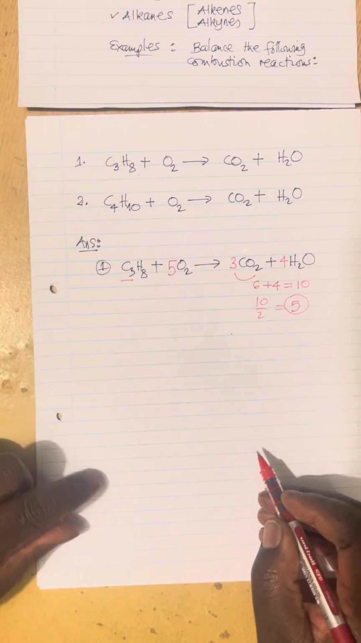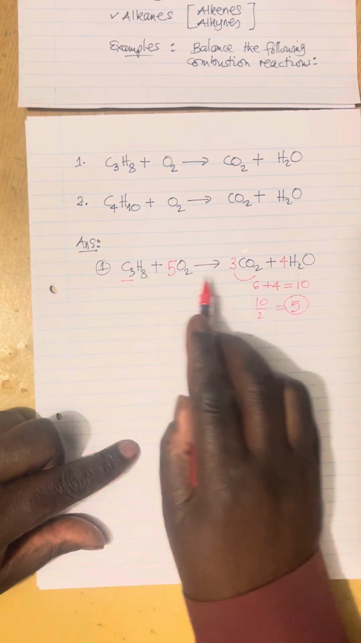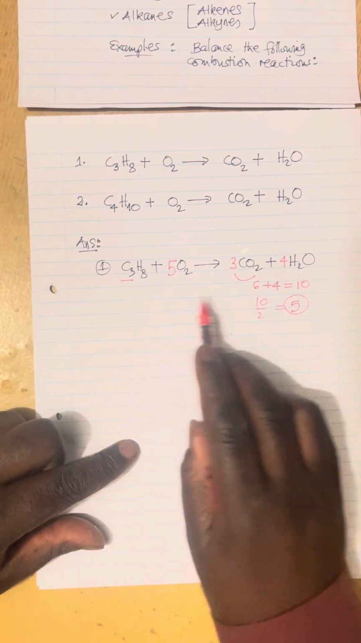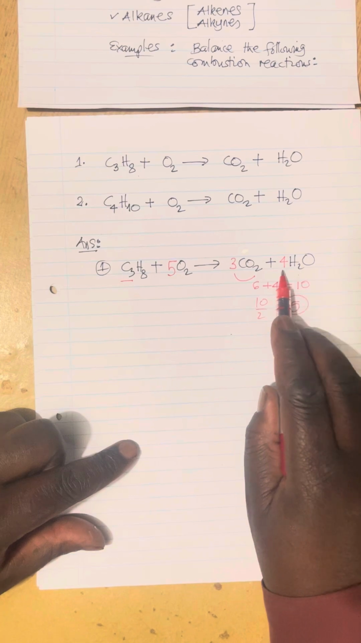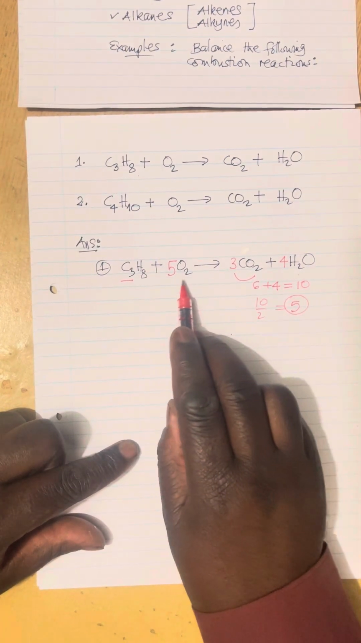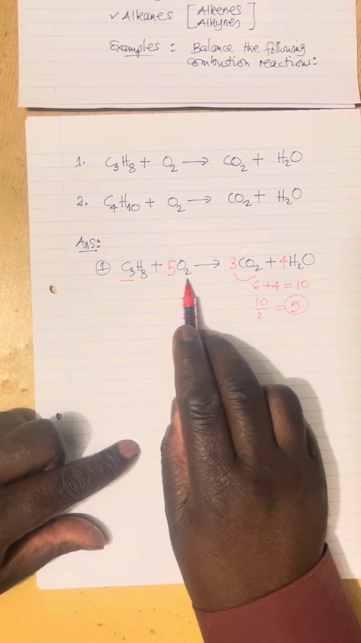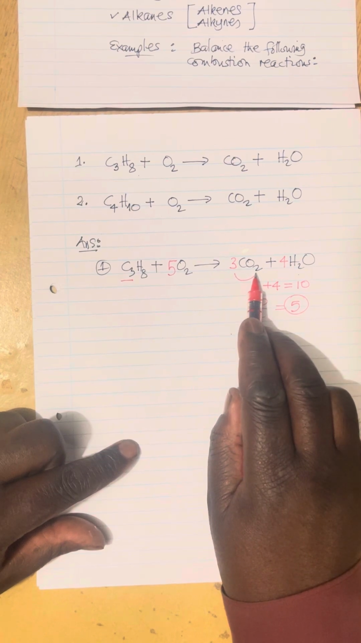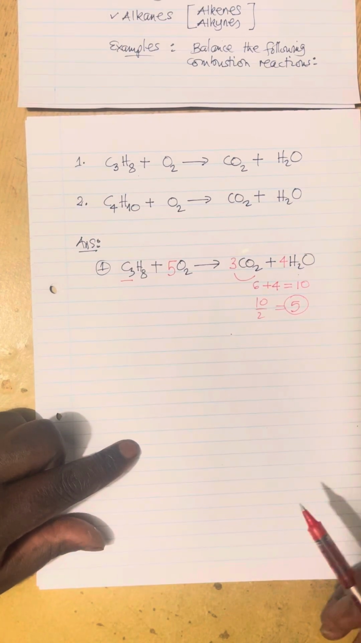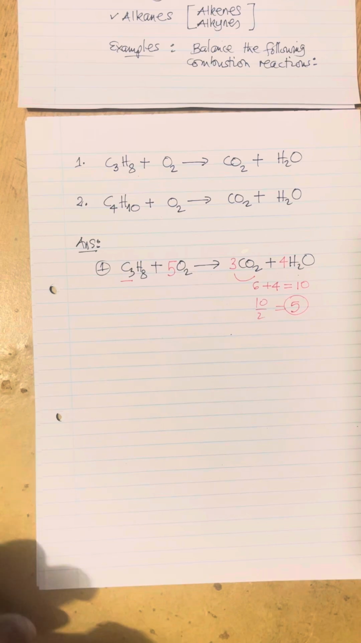This equation is balanced. We can check it. 3 carbons, 3 carbons. 8 hydrogens, 8 hydrogens. 4 times 2 is 8. 10 oxygens, 5 times 2 is 10. 3 times 2 is 6 plus 4, 10. So the whole equation is balanced. Let's move on to the next one.